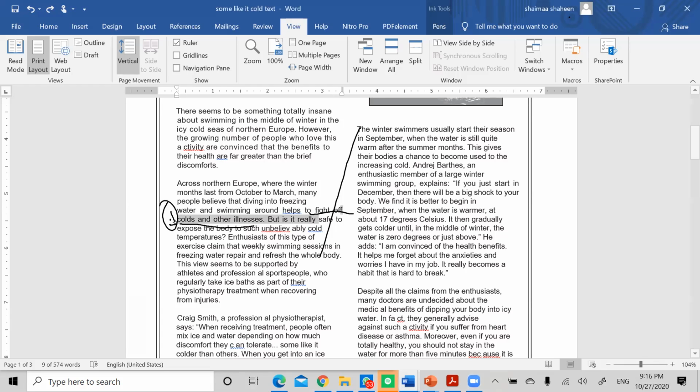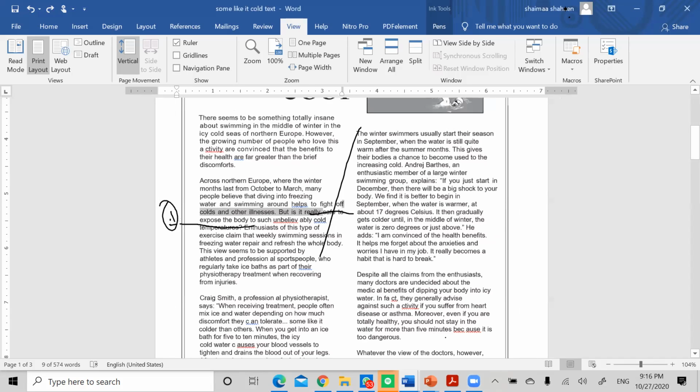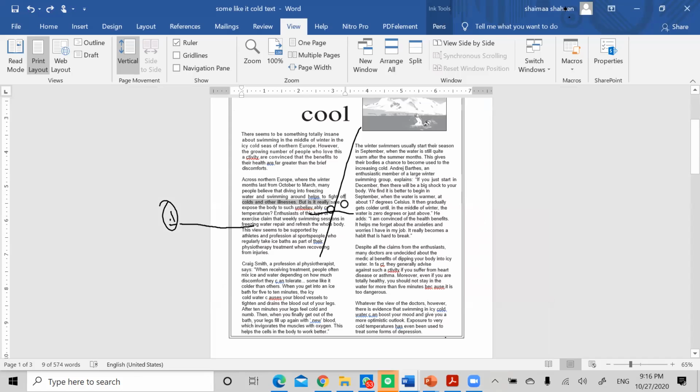Miss, I wrote my answer in the chat. Yes, my dear. I got a sentence, let me underline it. Okay, so Salma said that it repairs and refreshes the whole body. Yes, correct, Salma. So this is your point. I will underline it. This is number 2.